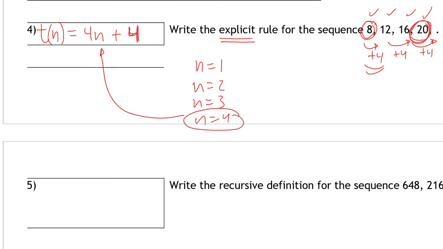Let's just check this one as a final check. When I plug in the number 2, 4 times 2 is 8. 8 plus 4 is 12. So when I plug in 2, it gives me 12, which is exactly the second value. So this is precisely the explicit rule for this sequence.